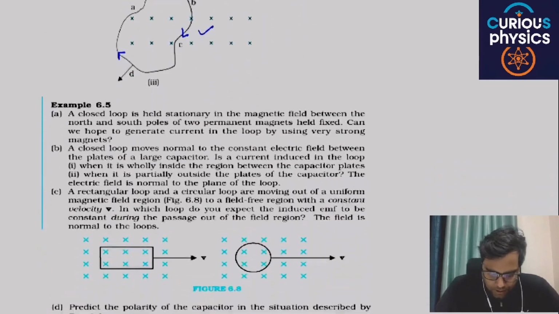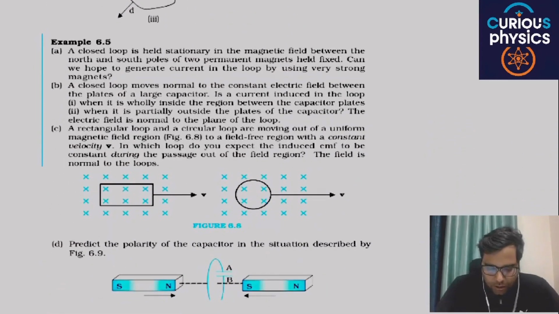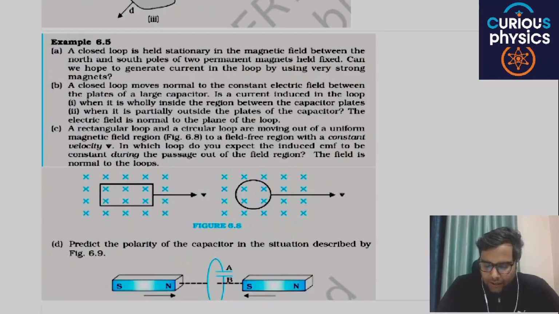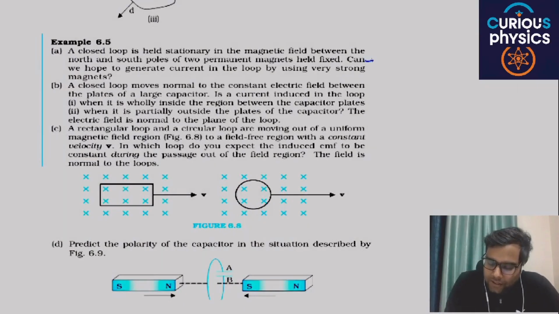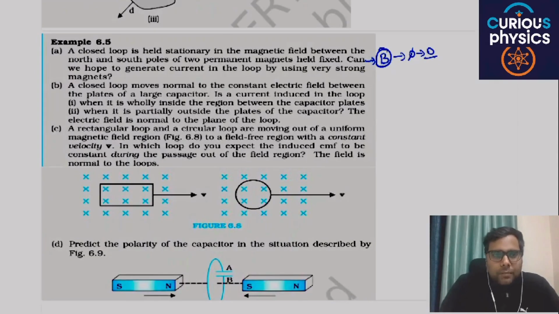Next is example 6. A closed loop is held stationary in the magnetic field between the north and south poles of two permanent magnets held fixed. Can we hope to generate a current? No. If the loop is stationary and magnets are not moving, then the magnetic field is constant, and a constant magnetic field means flux is constant. If there is no change in magnetic flux, there will be no generation of induced EMF or induced current. Are you able to understand my point or not?